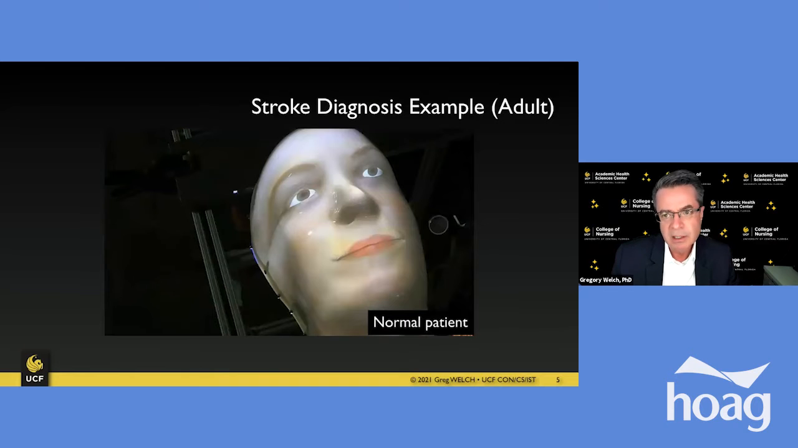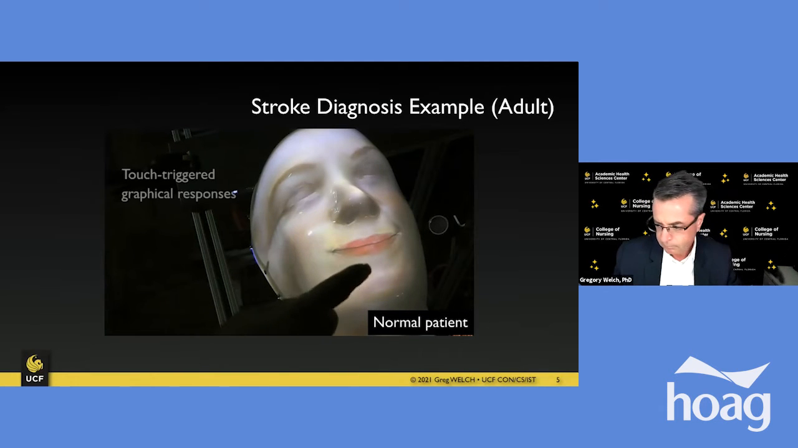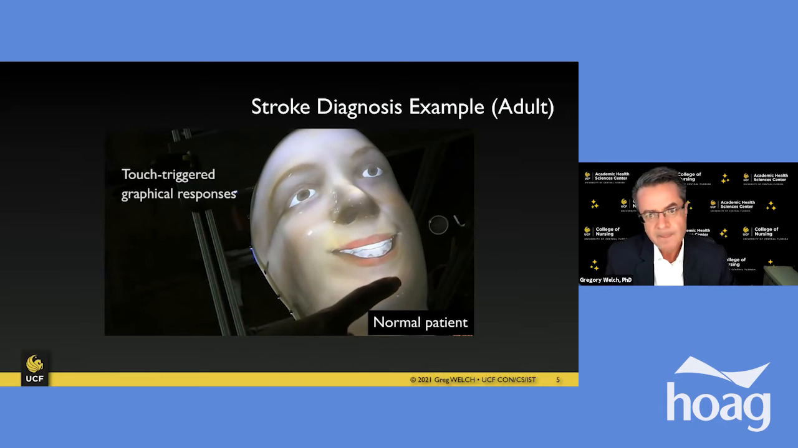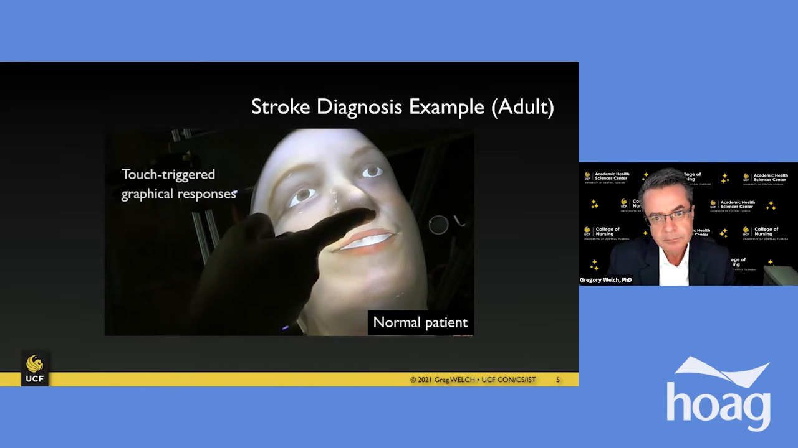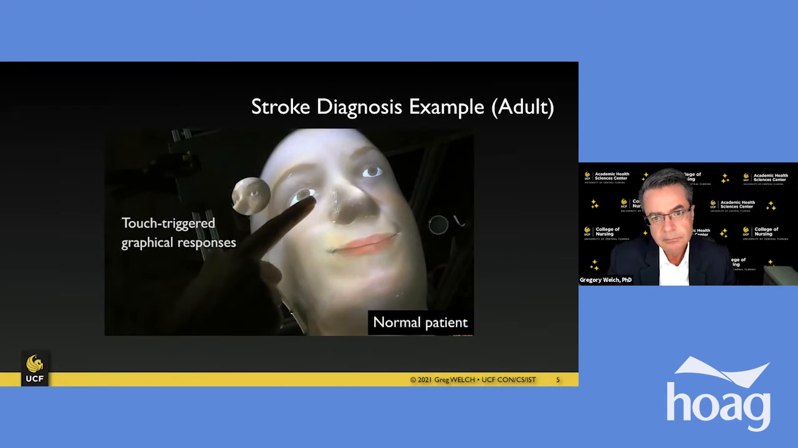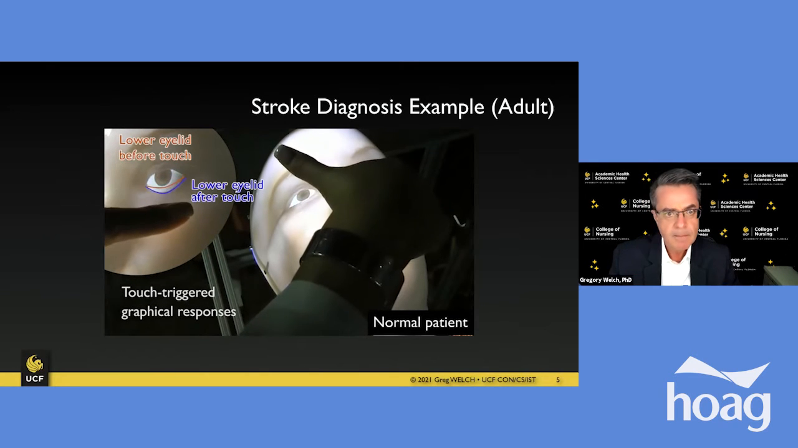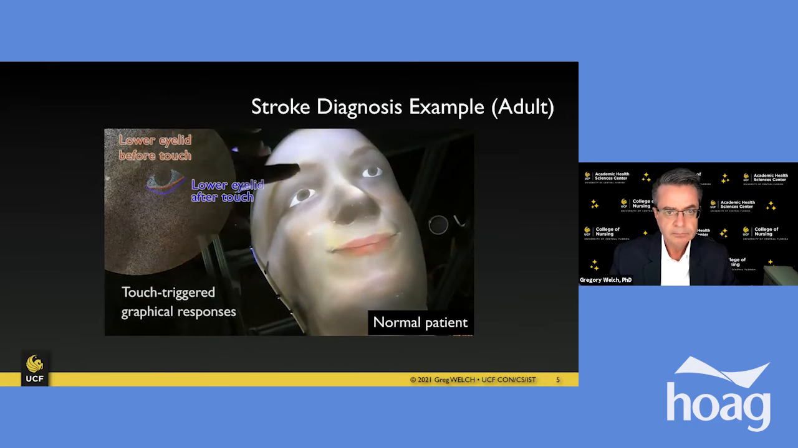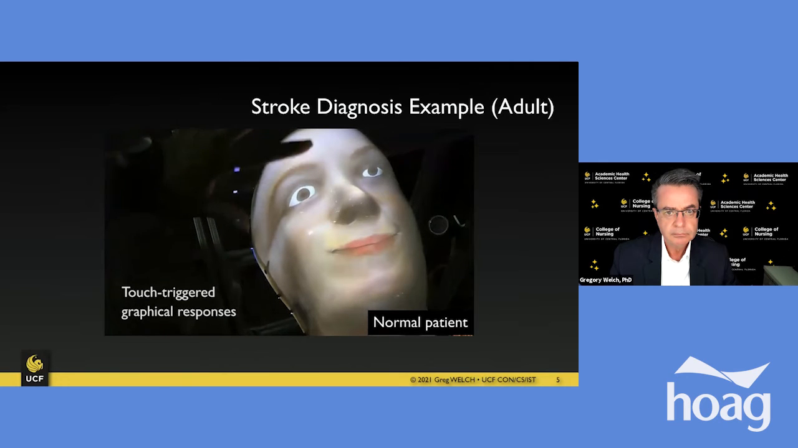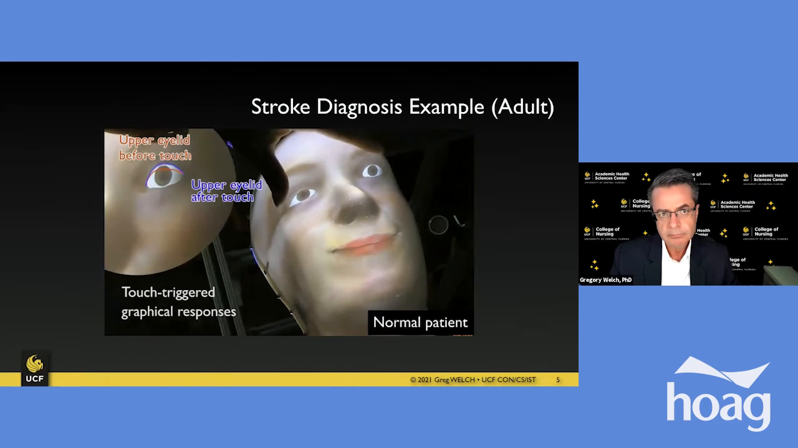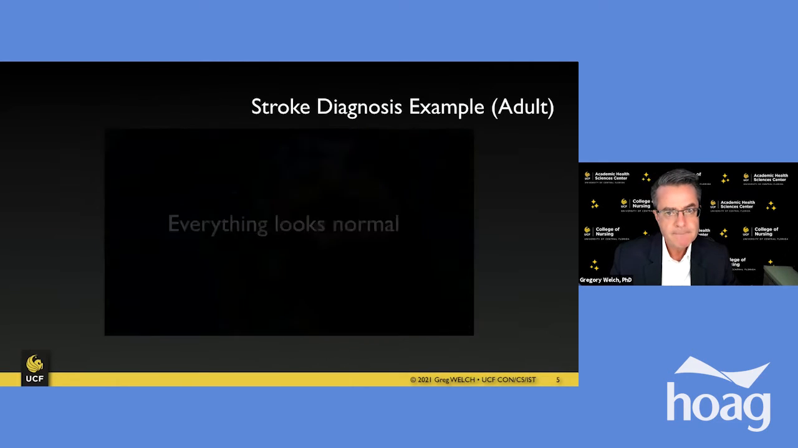Another example of it being used here for stroke diagnosis, some experiments we did. Can you smile for me? Very good. While you're smiling, I'm going to go ahead and examine your gums. I'm going to look at the lower lip and the upper lip. Very good. Now I'm going to take a look at your eyes. The sclera is nice and white. Now I'm going to look at your upper lids. Very good. Everything looks normal.